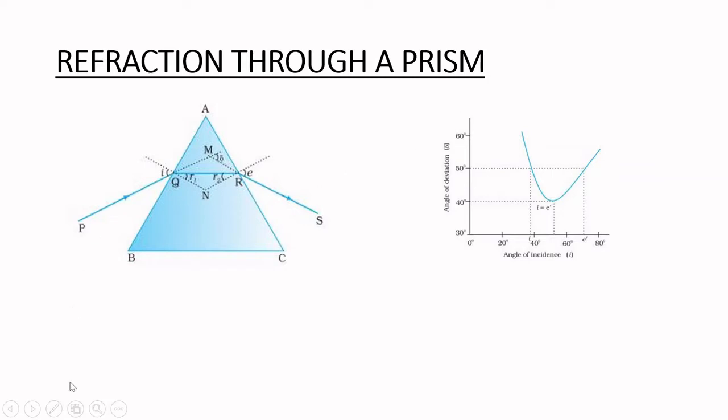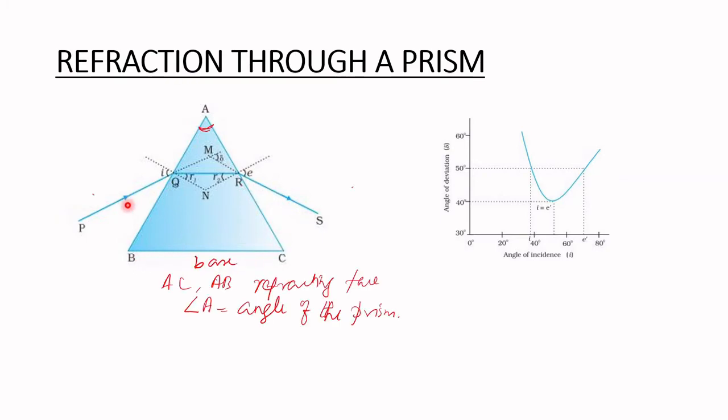In this again we can see an incident ray PQ incident at the refracting face AB of the prism. AB and AC are called the refracting faces of the prism. BC is the base of the prism. The angle between the incident ray and the normal at the point of incidence is called I. The angle between the refracted ray and the normal is R1. Here it is R2, and here the emergent ray and the normal make an angle E.